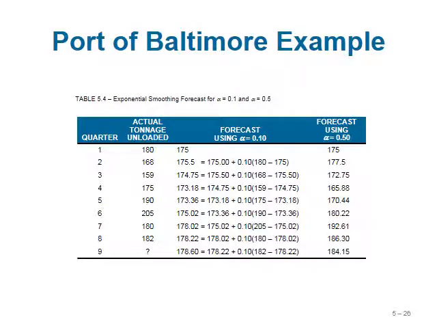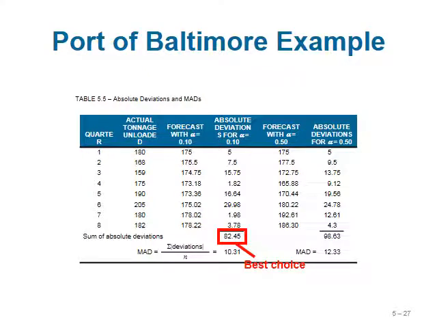Here is an example that compares using an alpha coefficient of 0.1 and 0.5. We calculate our forecasts and the MAD values, and we can see that the alpha value of 0.1 produces a lower value of MAD than the alpha value of 0.5. Thus, we should use the alpha value of 0.1 for our forecasts, because it is more accurate.